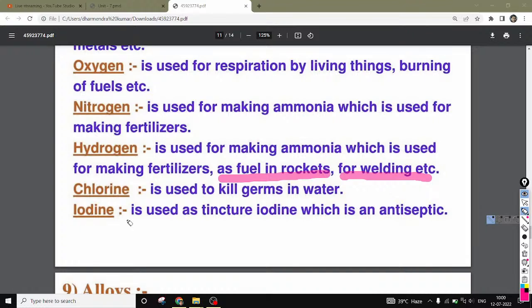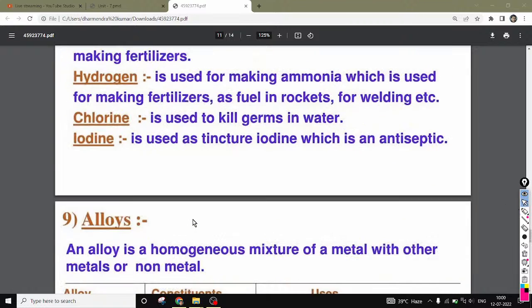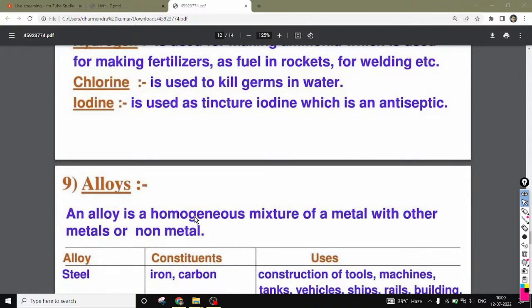So these are some non-metallic uses, right? And iodine is also very important for us, as you know, that is in our common salt. So this iodine level should be maintained, so people don't suffer from iodine deficiency, right? Because the level of iodine should be maintained in our body. And you know, due to deficiency of this iodine, goiter disease is caused, right?